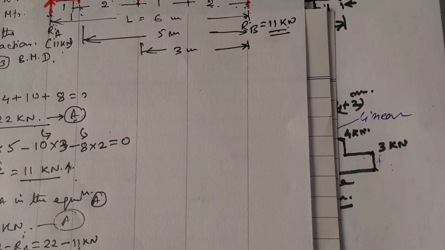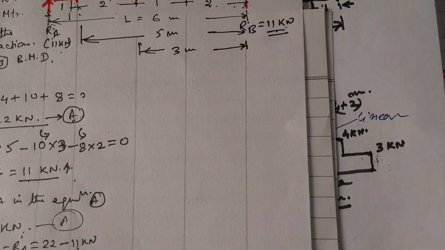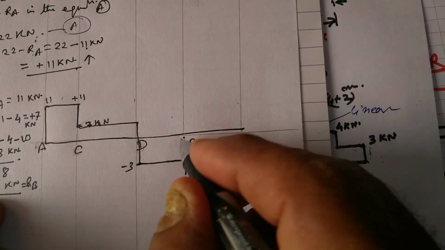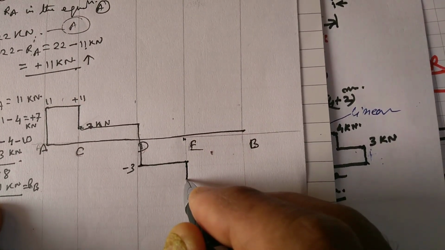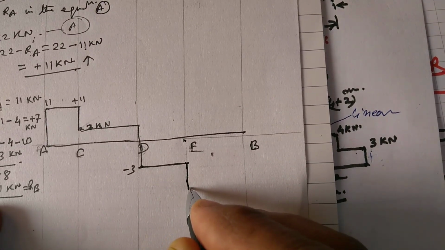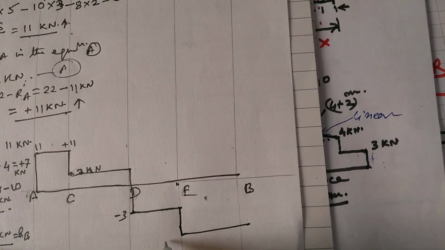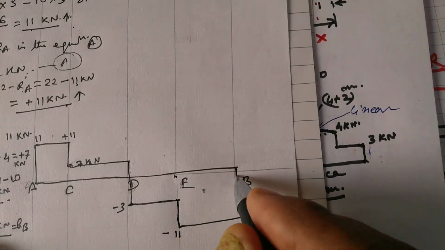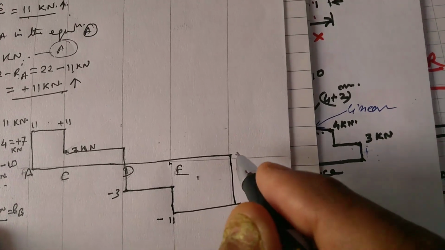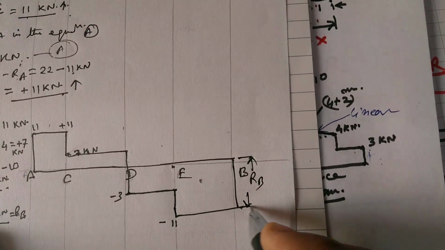At this point, you will put 8 here. At the point E, there should be 11. Already this point to this is 3, just put minus 8 here, then this will be 11, and this shall be equal to RB. This is the cross check, RB.